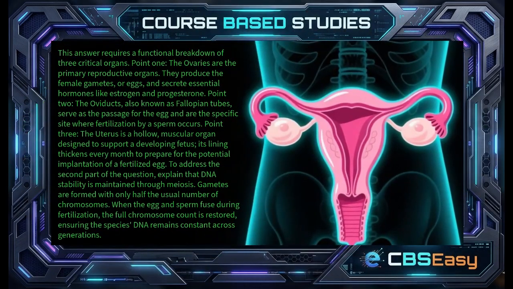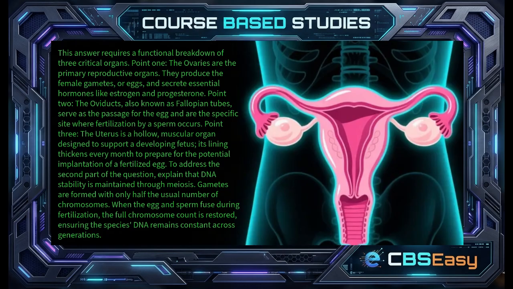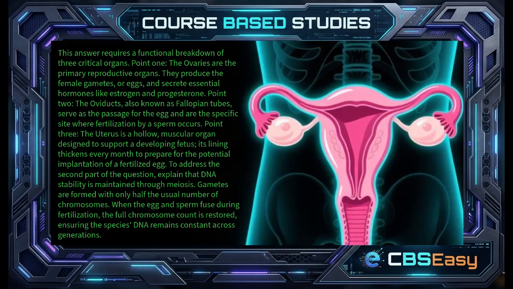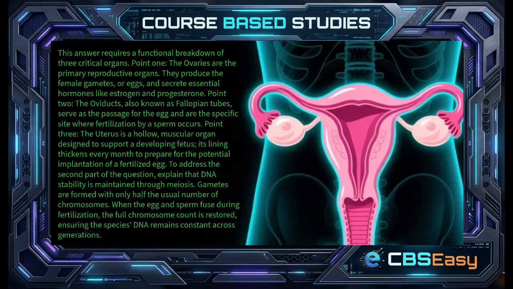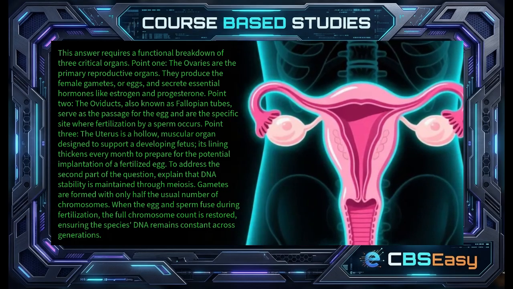This answer requires a functional breakdown of three critical organs. Point 1. The ovaries are the primary reproductive organs. They produce the female gametes or eggs and secrete essential hormones like estrogen and progesterone. Point 2. The oviducts, also known as fallopian tubes, serve as the passage for the egg and are the specific site where fertilization by a sperm occurs.